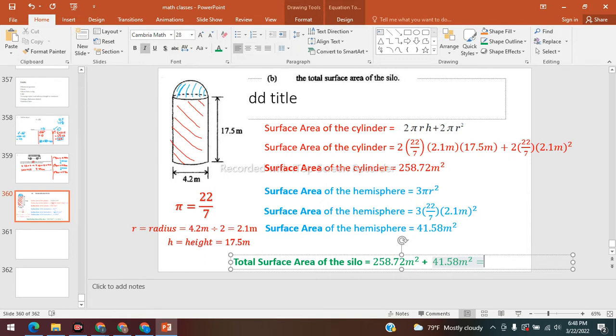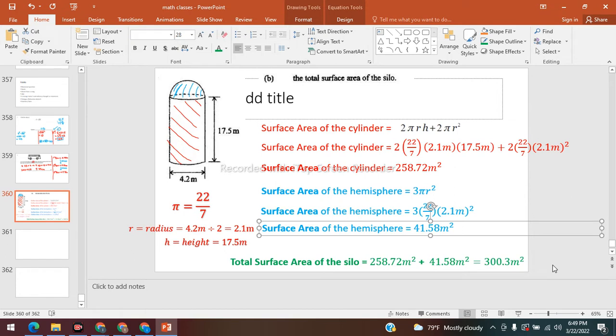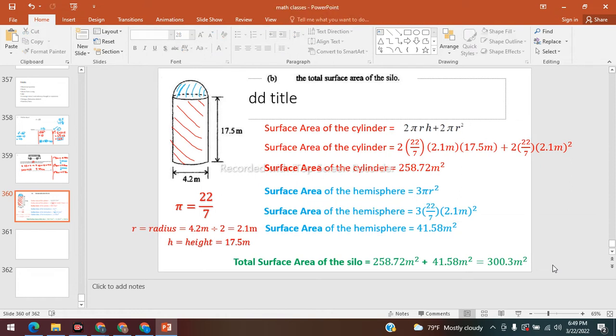So adding them together, what do we get? 300.3 meters squared. Yes, 300.3 meters squared. Okay, good. The total surface area of the silo is going to be the sum of them. Any questions on this?